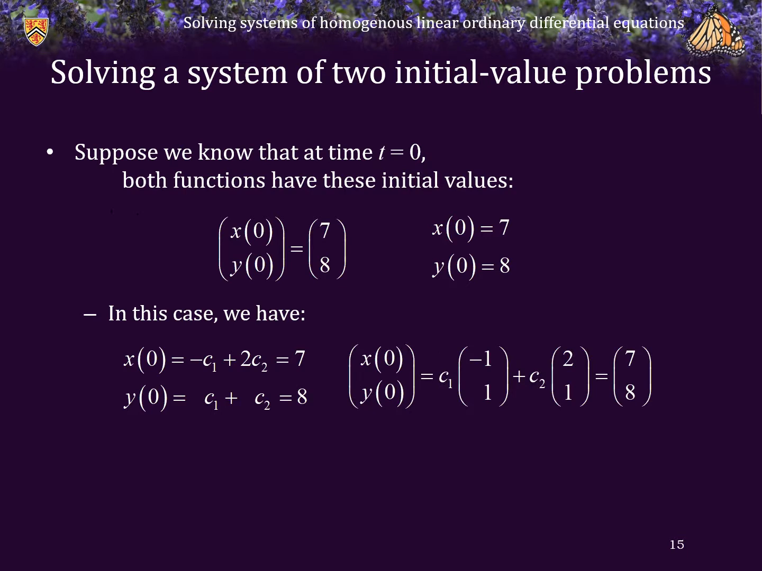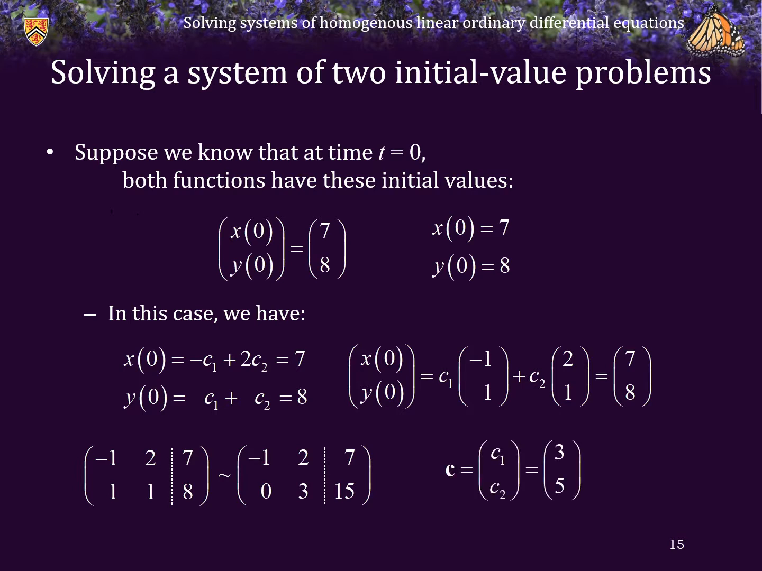Well, here it is written as a vector-valued expression. So we have c1 times the first eigenvector plus c2 times the second eigenvector is equal to the vector 7, 8. Of course, this defines a system of two linear equations in two unknowns. So there's our augmented matrix. It's equivalent to this matrix, and therefore the unknowns must be 3 and 5 respectively.